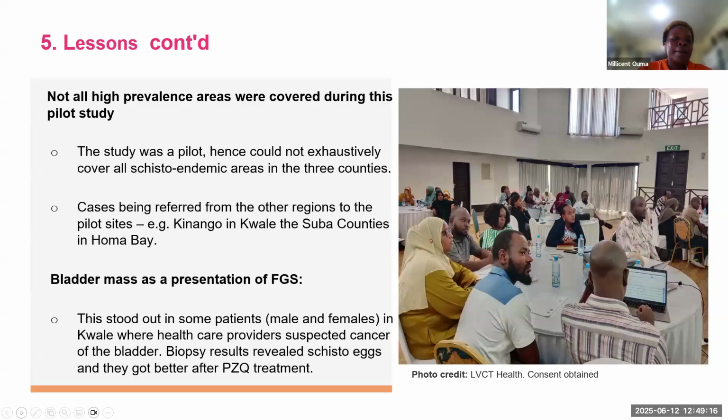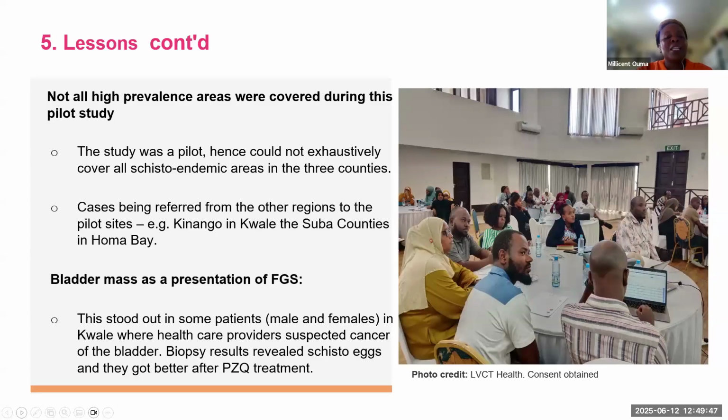Okay, so this is, I hope, the last of the lessons we learned. This was just a pilot study. Hence, we didn't exhaustively concentrate on all the schisto-endemic areas in the 3 counties where we are working. Like in Homa Bay, there are some areas we didn't work in due to logistic issues, and the same applies to other counties like Kwale.